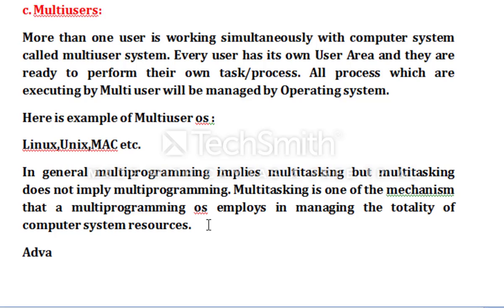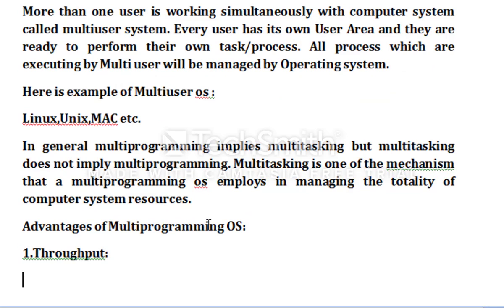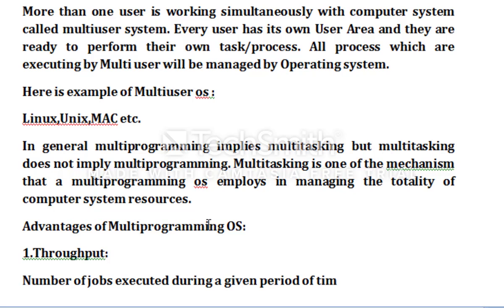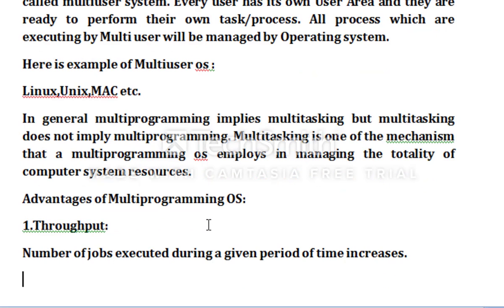Let's look at some advantages of a multi-programming operating system. First is better throughput. It is clear that if more than one user can work simultaneously, the utilization of the CPU will be better. So the number of jobs executed during a given period of time increases. This is called better throughput.